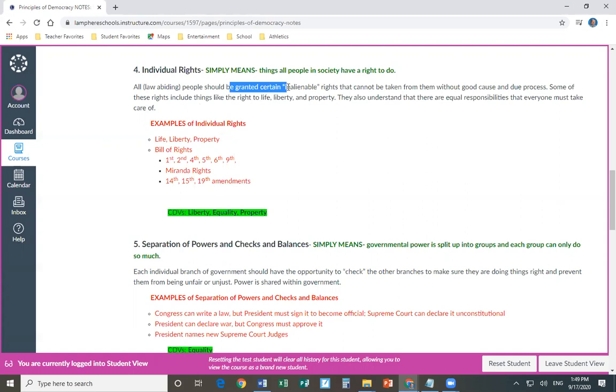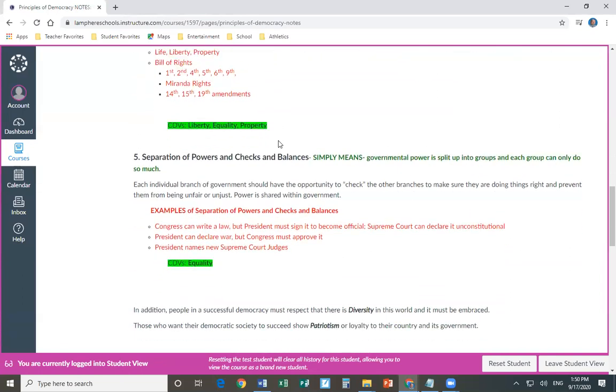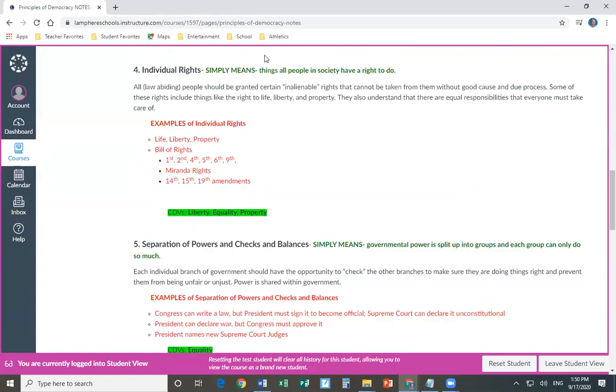And notice here it says they're inalienable, which means they can't be taken away without good cause or without due process. All right. So if you break the law and you commit a crime, yes, some of your rights might be taken away because you have violated the law. But if there's no good reason to take away any of those rights, or if you are not given due process, meaning you have to have the chance to go to court, you have to have the chance to defend yourself, to explain yourself, to call witnesses, to have an attorney. If you're not given all that due process, then your rights can't be taken away. Okay. Any question on individual rights?